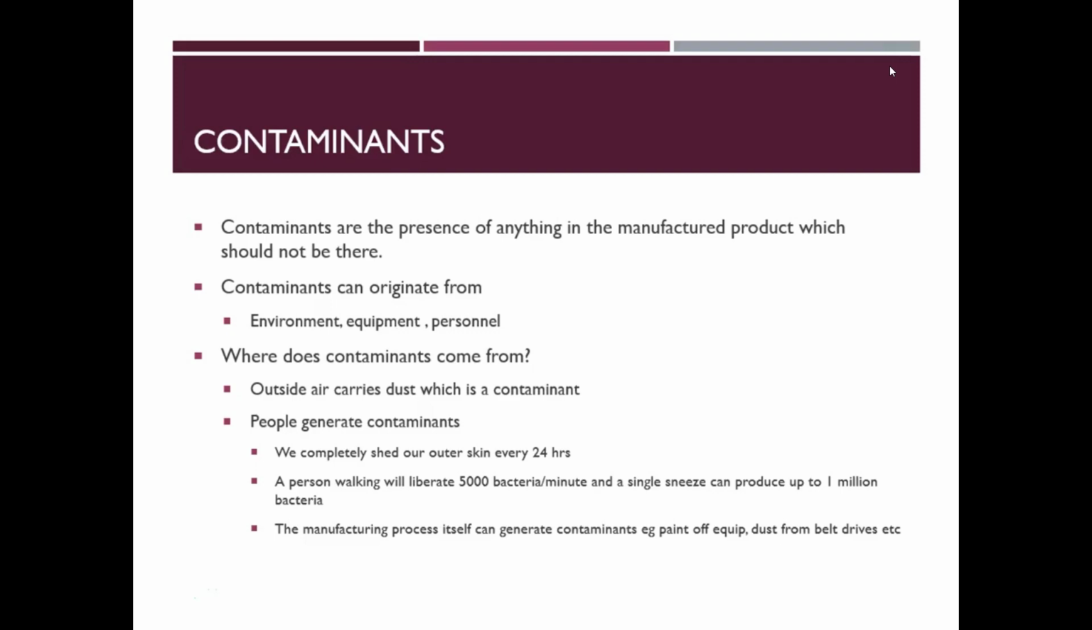Contaminants are the presence of anything in the manufactured product which should not be there. It's as simple as that. Contaminants can originate from the environment, from equipment, or from the personnel working in the area. It can come from outside air carrying dust into the site or into the manufacturing area, which is a contaminant. People generate contaminants. We shed our outer skin every 24 hours. A person walking will liberate 5,000 bacteria per minute, and a single sneeze can produce up to 1 million bacteria. The manufacturing process itself can generate contaminants, for example paint peeling off equipment or dust coming off drive belts, things like that.